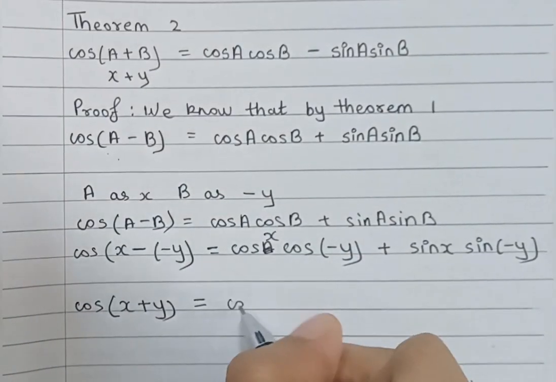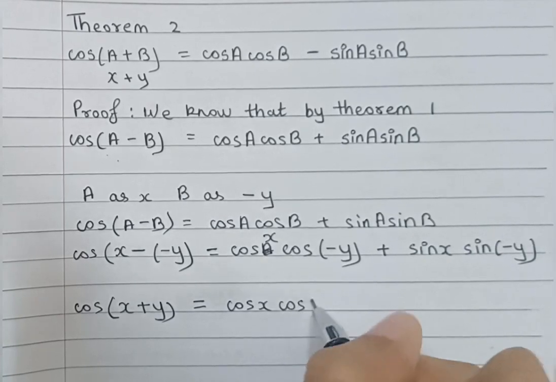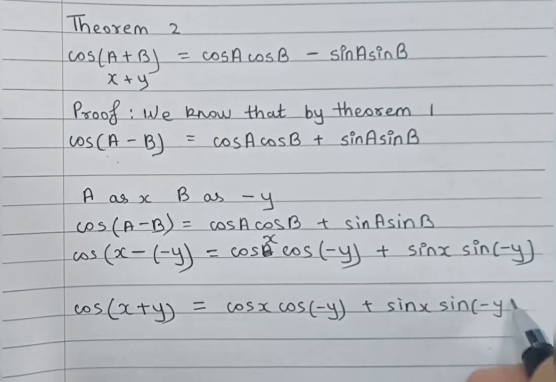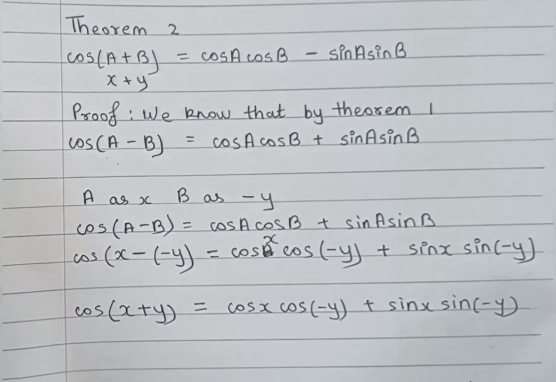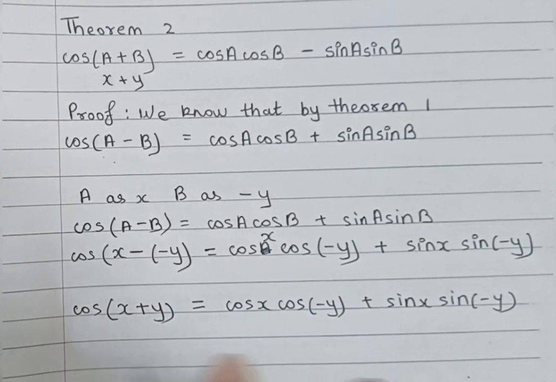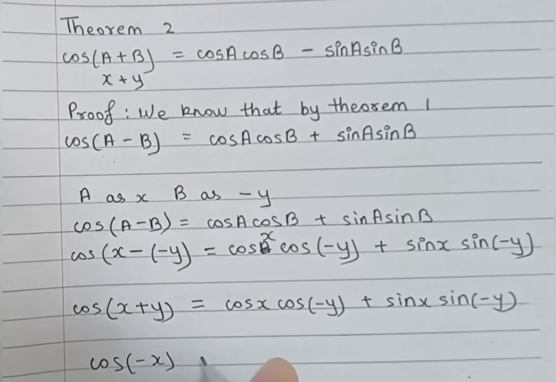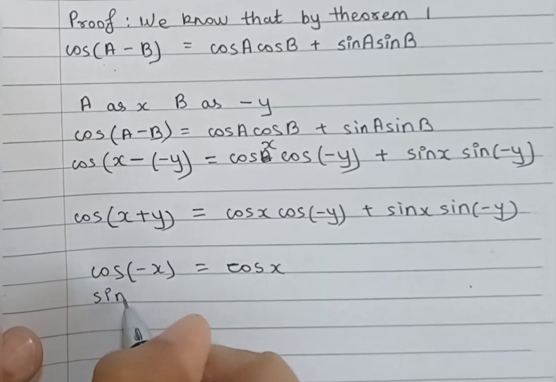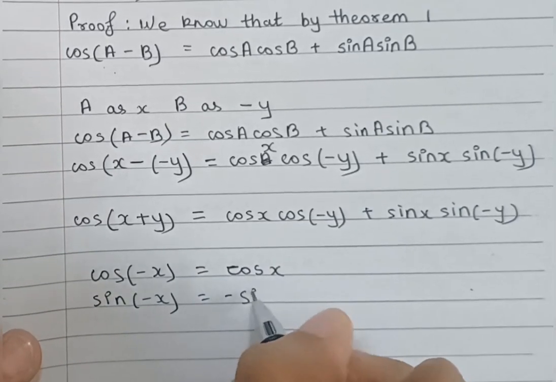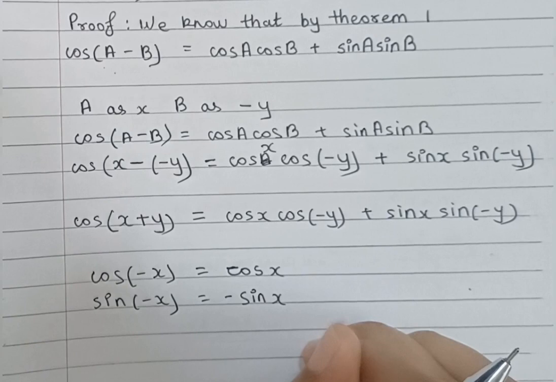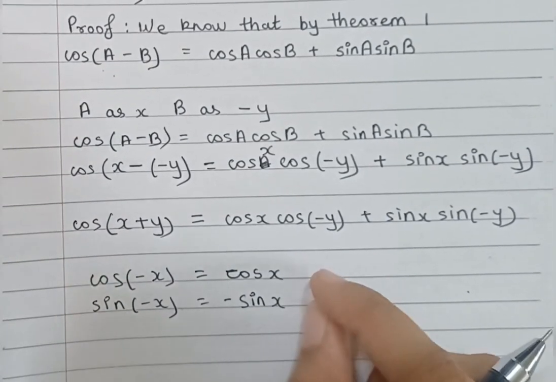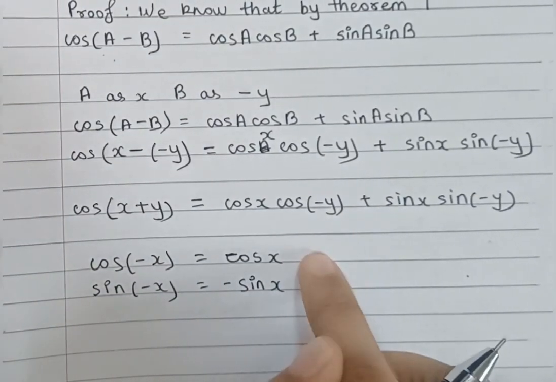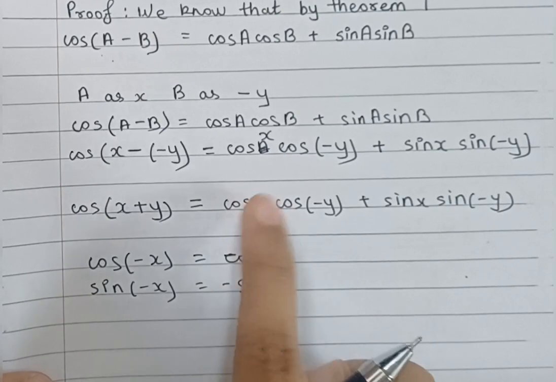So cos of x plus y equals cos of x into cos of minus y plus sin of x into sin of minus y. Now in your previous chapter, chapter 2, you all had learned that cos of minus x equals cos x, and sin of minus x equals minus sin x. This is taught in chapter 2 trigonometry and is there in your textbook also, so I'm not giving the proof of this here. Now we will substitute this in this equation.